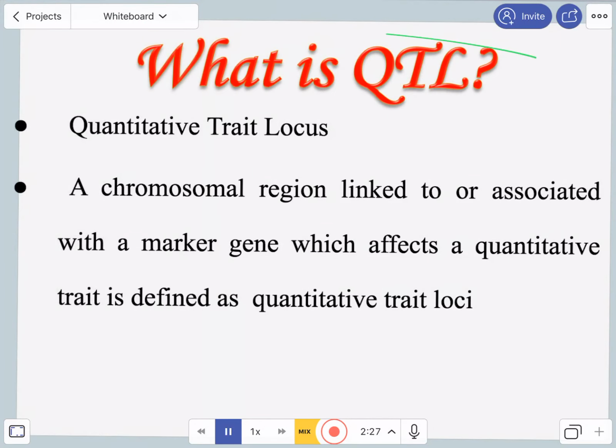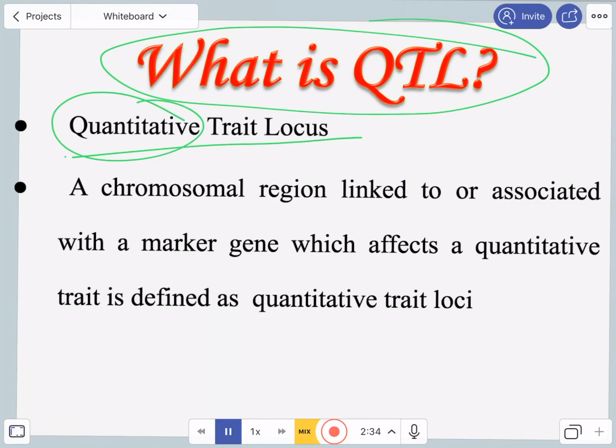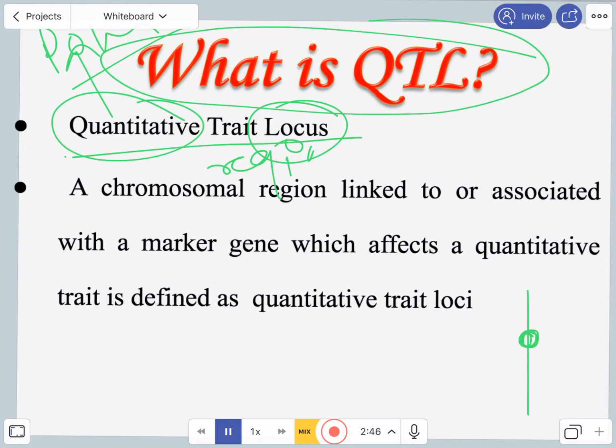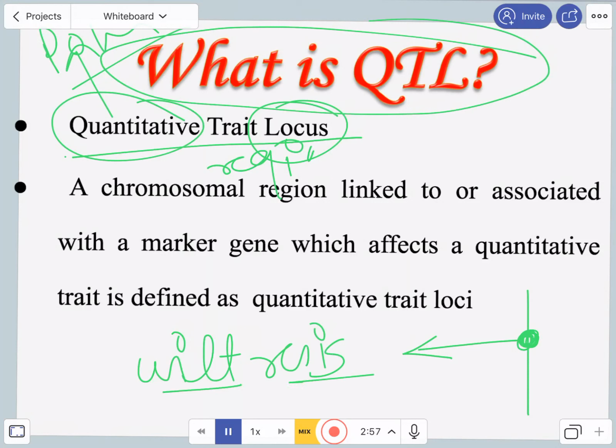Now let's come to the point: what is QTL? QTL is quantitative trait loci. Quantitative means the characters which are governed by polygenes, and locus means region or position. Suppose there is a chromosome and this is the region having a gene which controls or is responsible for some phenotype, suppose wilt resistance. This gene is responsible for wilt resistance.